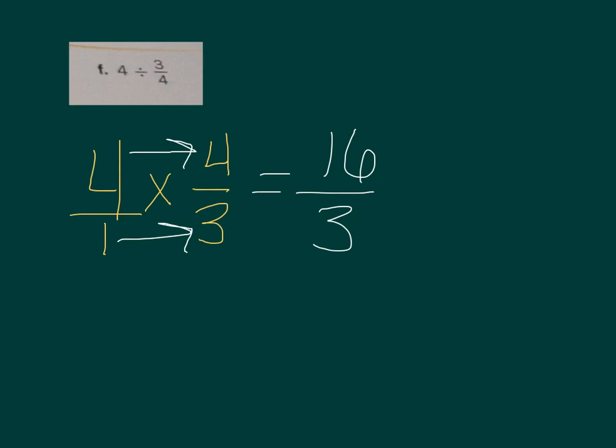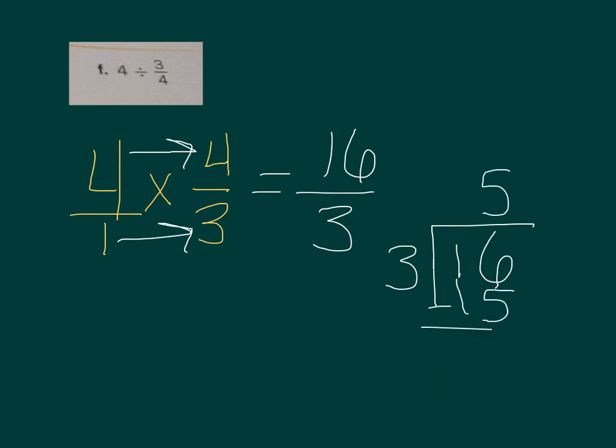My last step is to make this into a mixed number. So 16 goes on the inside, and 3 goes on the outside. 3 can go into 16 5 times. 3 times 5 is 15. Subtract that from 16, I'm left with 1. And my answer is going to be 5 1/3.